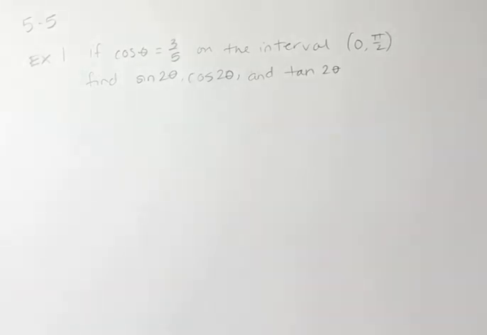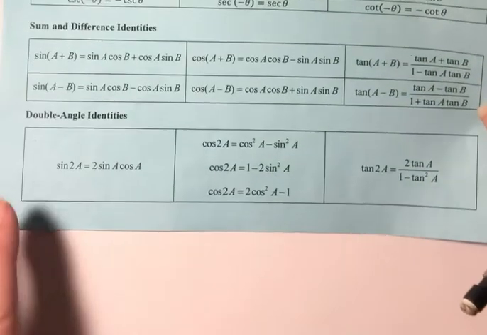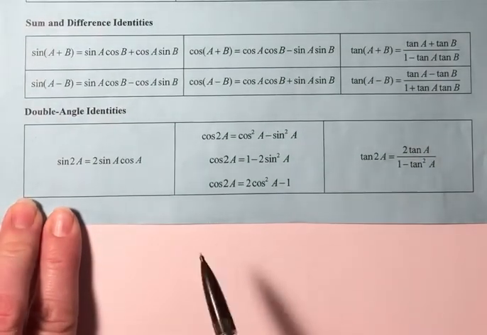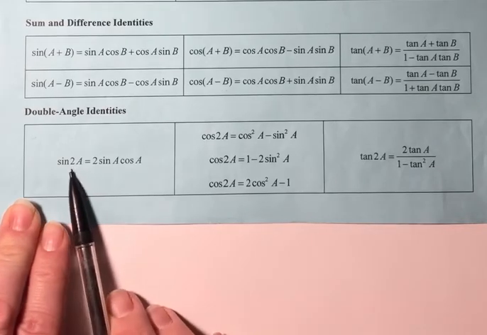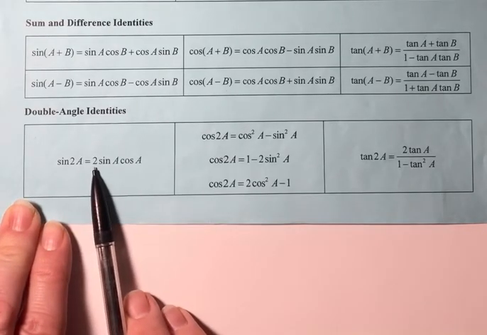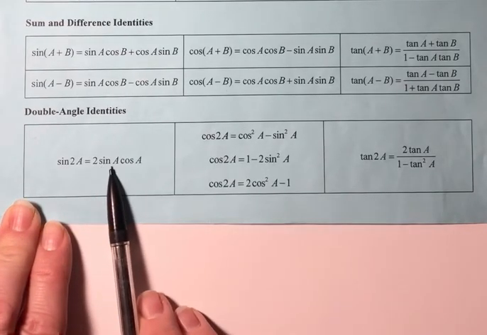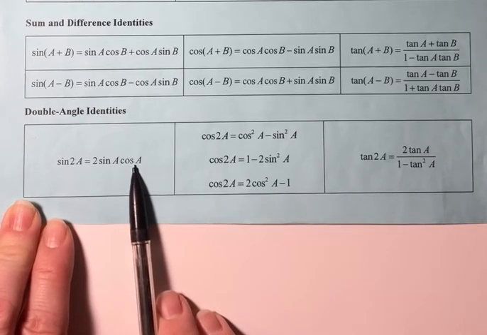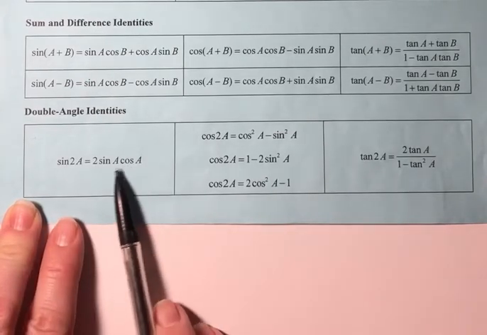All right, section 5.5 is multiple angle and product to sum identities. So we have all the rest of these identities on this sheet. The first thing, example 1, deals with our double angle identities. The sine of 2 theta is equal to 2 times the sine of theta times the cosine of theta. And I used A's instead of thetas.